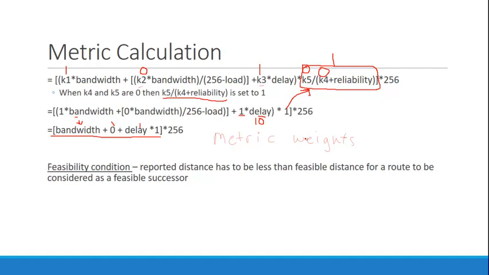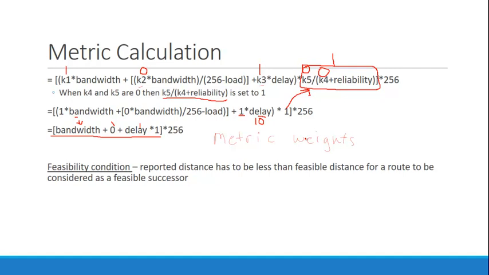The next thing we have to take into consideration before we look at our topology is the feasibility condition. When I can find a route using our metric calculation, we'll find the best route. If we have multiple routes to the same destination, those routes have to meet what we call the feasibility condition. The feasibility condition says that the reported distance has to be less than the feasible distance for a route to be considered a feasible successor. A lot of times we end up using feasible distance as part of everything, and you'll even find it on some exam questions.